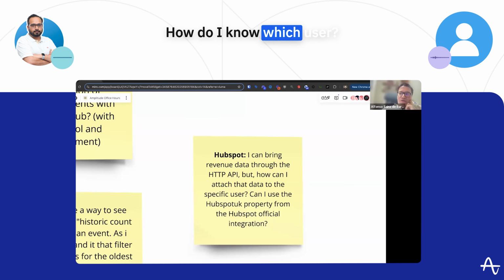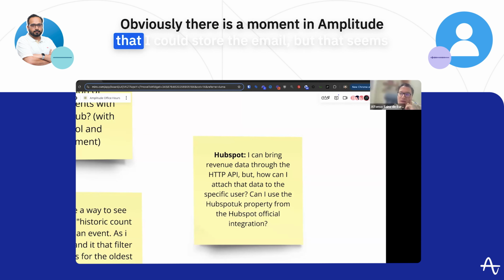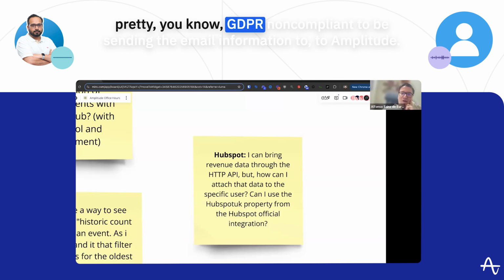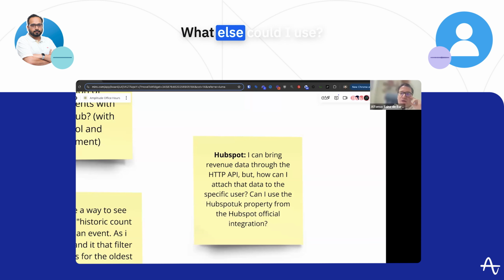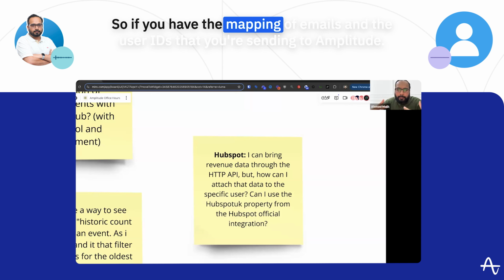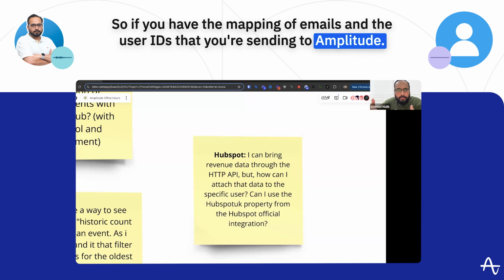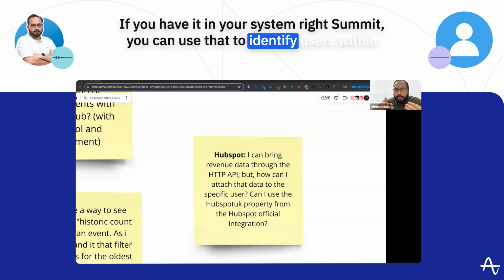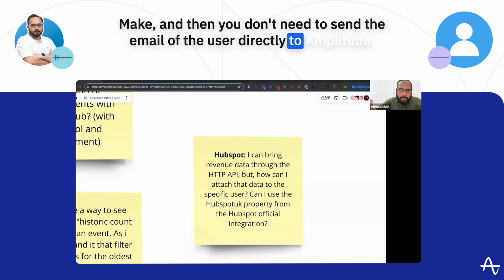How do I know which user? I mean, I could do it through email, right? In HubSpot, I have the emails. Obviously, I could store the email in Amplitude, but that seems pretty GDPR non-compliant, sending the email information to Amplitude. What else could I use? So if you have the mapping of emails and the user IDs that you're sending to Amplitude somewhere in your system, you can use that to identify users within Make. And then you don't need to send the email of the user directly to Amplitude.